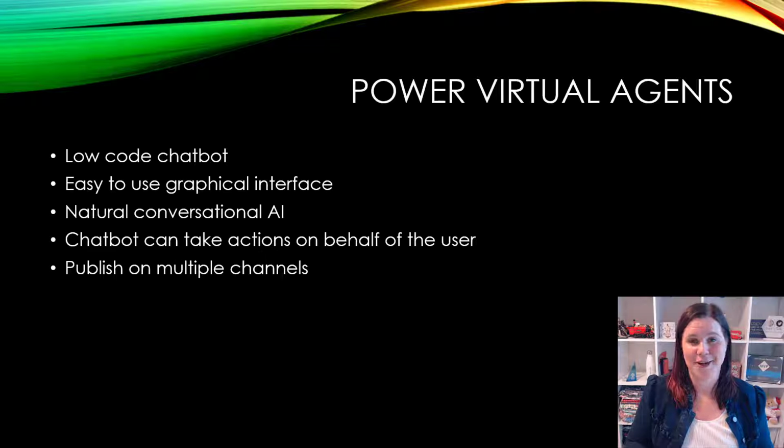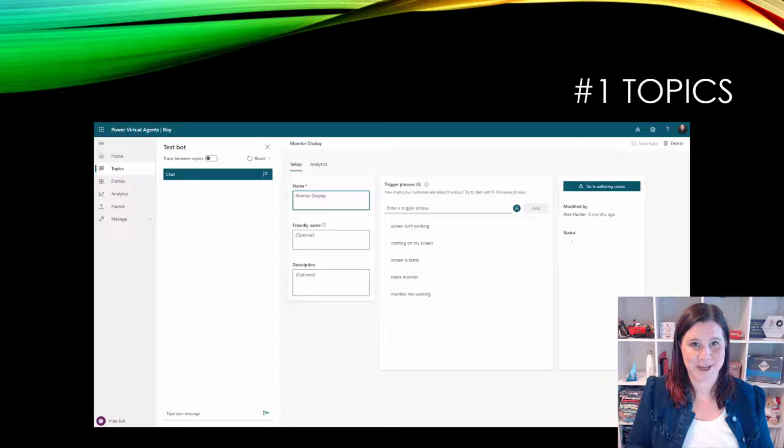So let's get started, and I will take you through 10 features in 10 minutes so that you can see what this is all about. So first feature is topics. You create your own topics, and you do this by creating just 5 to 10 trigger phrases, and you'll see they don't have to be full sentences.